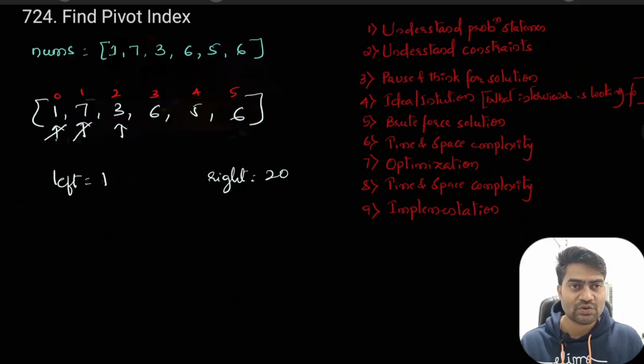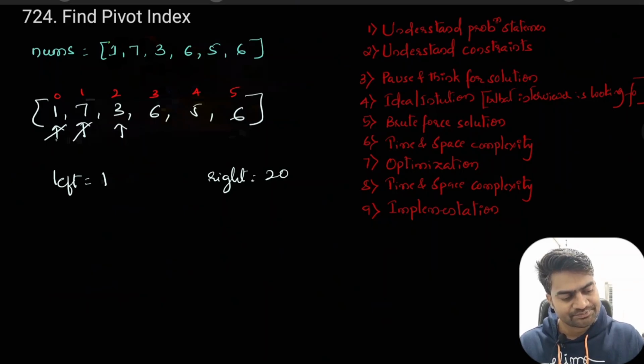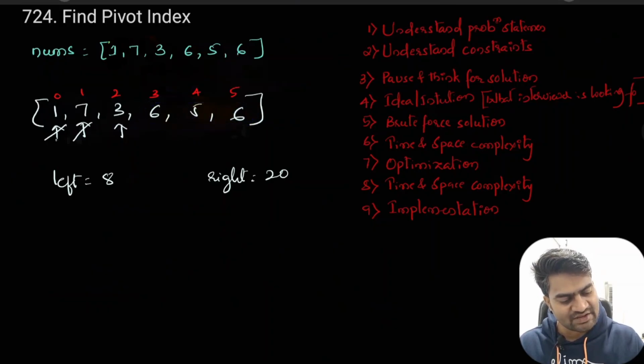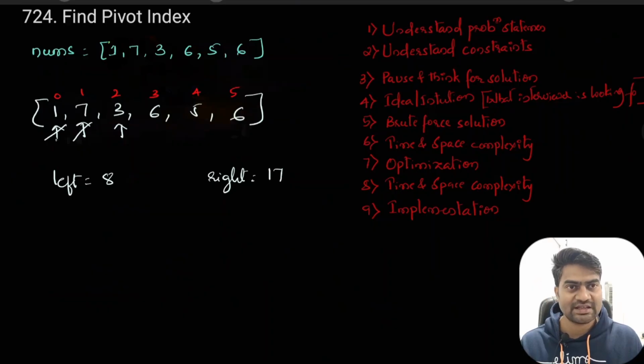So I will move to the next number. Now if you see, our prefix sum will be 1 plus 7, which is 8. So our left value will be 8. Now if you see the suffix sum, it is 6 plus 5 plus 6, which is 17. So I will update my right value as 17. So they are not equal, which means this is not our intended number.